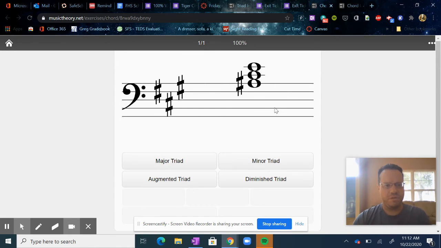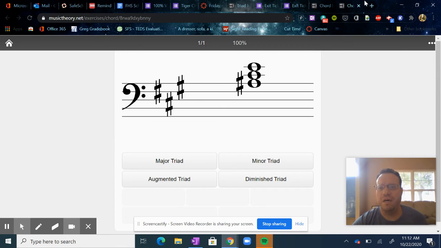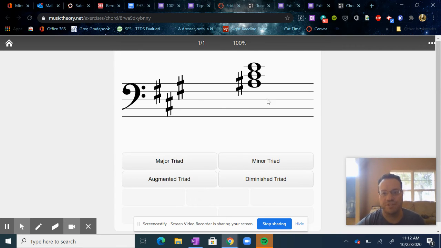Okay, so let me just make sure that these are... Okay, so this is a root position. So you wouldn't have to worry about the inversion, but in this case, you do have to take into account these because this C natural here would actually be C sharp because of the key signature. So this is A sharp, C sharp, and E natural, which is a diminished triad.